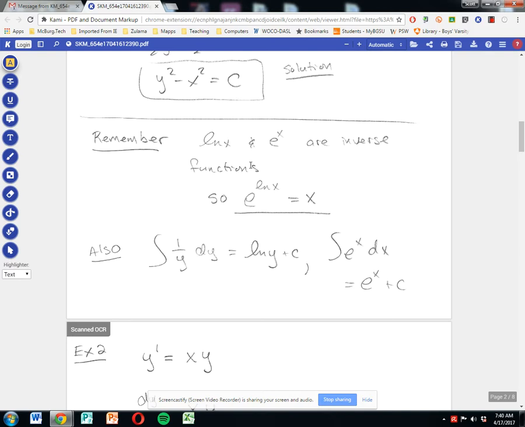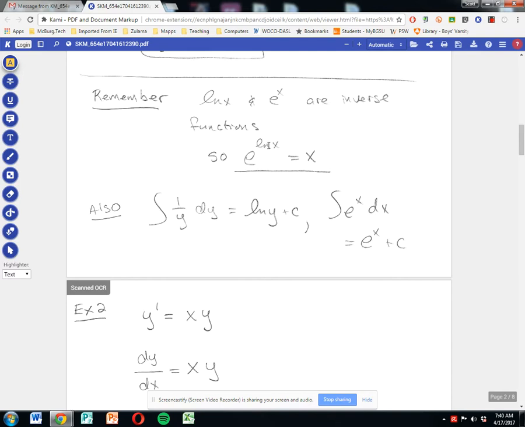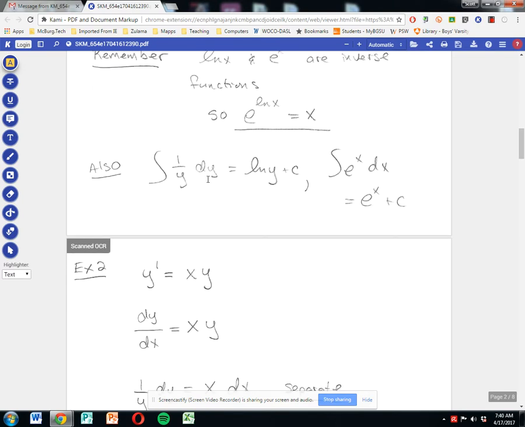All right, a couple of reminders. We're going to work with some natural log and some natural exponential functions, and these things are inverses. So e raised to the ln x power is equal to x. This is the identity function. For that matter, also the natural log of e to the x is just x. Also a couple of integrals. If we integrate 1 over y with respect to y, we get ln y plus c. And if we do happen to integrate e to the x, we just get e to the x plus c.